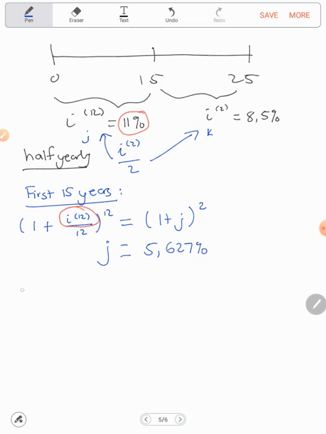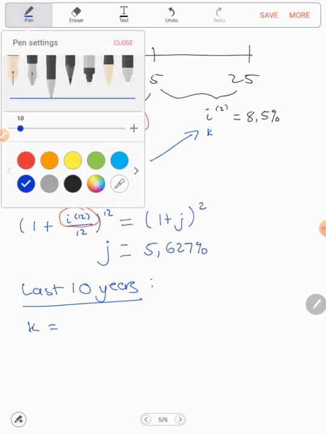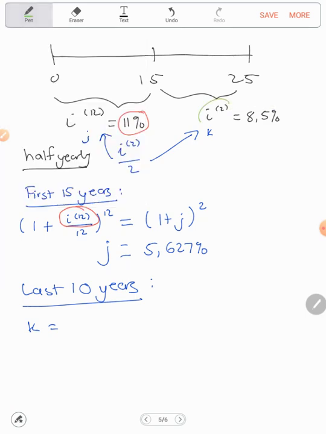All right. Similarly, for the last 10 years, you need I2 over 2, in other words, our K. But we already have I2, which is 8.5%. So all you're going to have to do is take that I2 and just divide it by 2. So you'll just take your 8.5% and divide it by 2. And that'll give you your 4.25%.